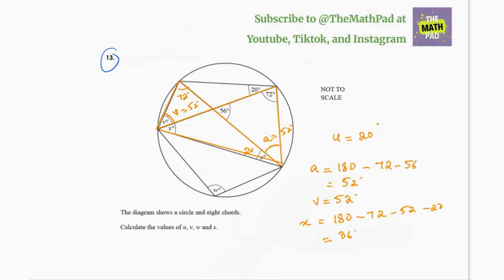And then if you notice, we have a cyclic quadrilateral as well. All four vertices of this quadrilateral are touching the circumference, which means W is going to be 180 minus 72 because opposite angles add up to 180 in a cyclic quadrilateral. So that's going to give us 108 degrees for W. So two circle theorems in this question. We have angles coming out of the same chord are equal and then a cyclic quadrilateral.